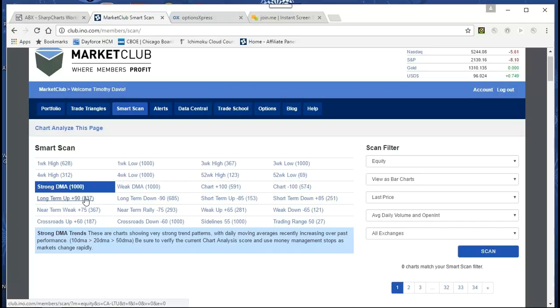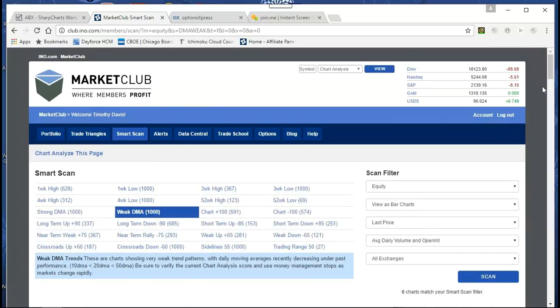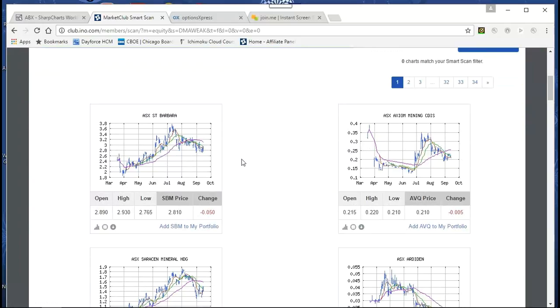It has 337. If you want to find something that has a weak DMA and is going downhill, for a put option or to sell a stock, click on weak DMA. Let's click on one just by chance. And you'll get something to pop up down here.